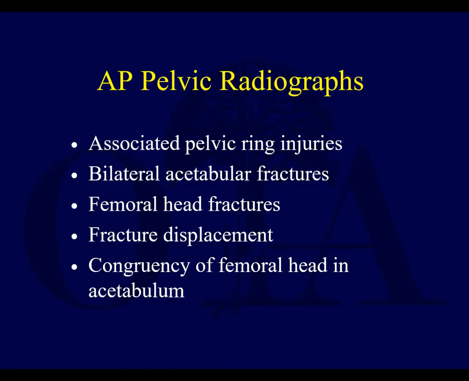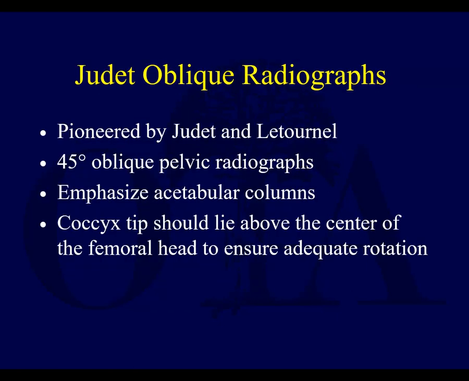Okay. Now, on an AP pelvic radiograph, it's very helpful to understand associated pelvic ring injuries, bilateral acetabular fractures, femoral head fractures. These are just examples, right? Fracture displacement, congruency of the femoral head and the acetabulum. You can see all this on an AP.